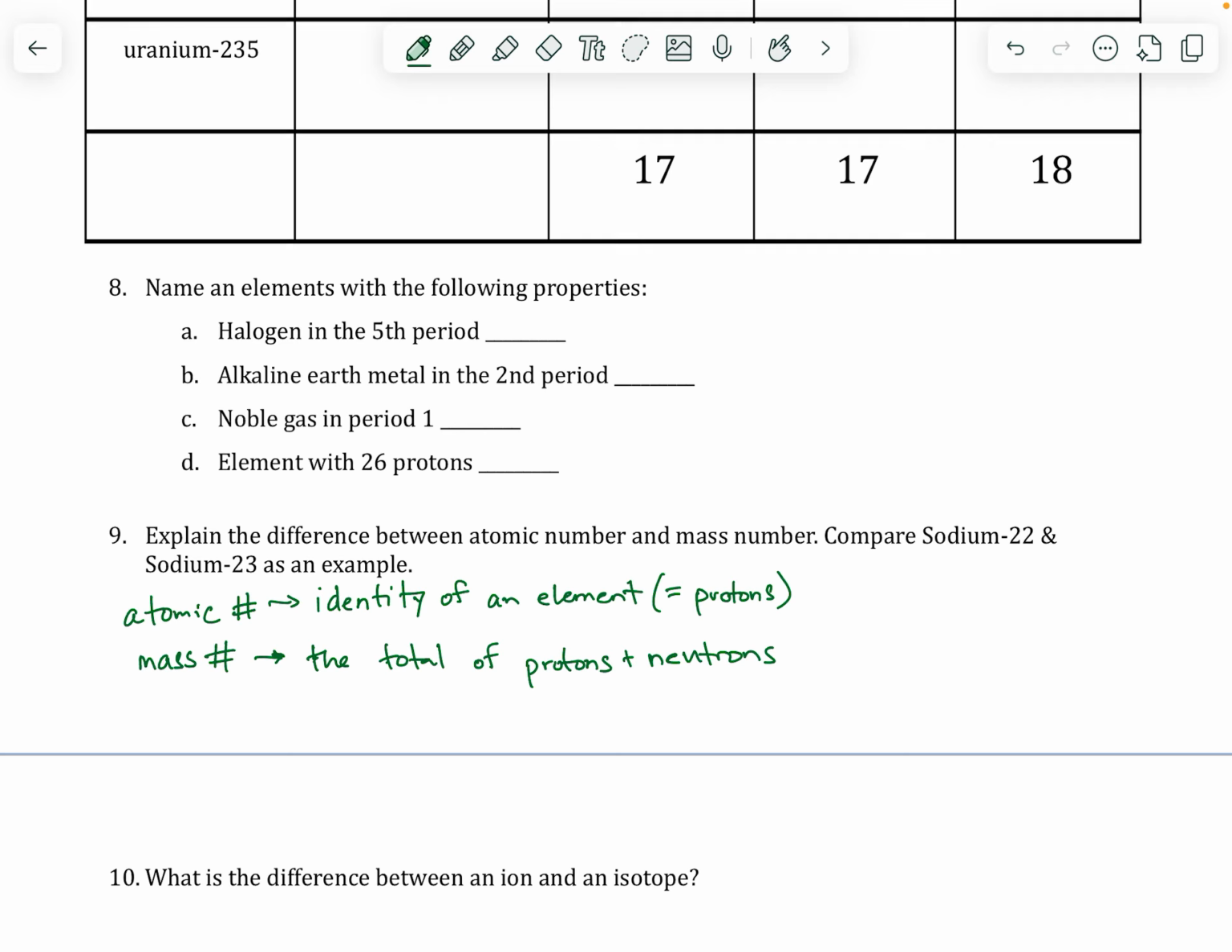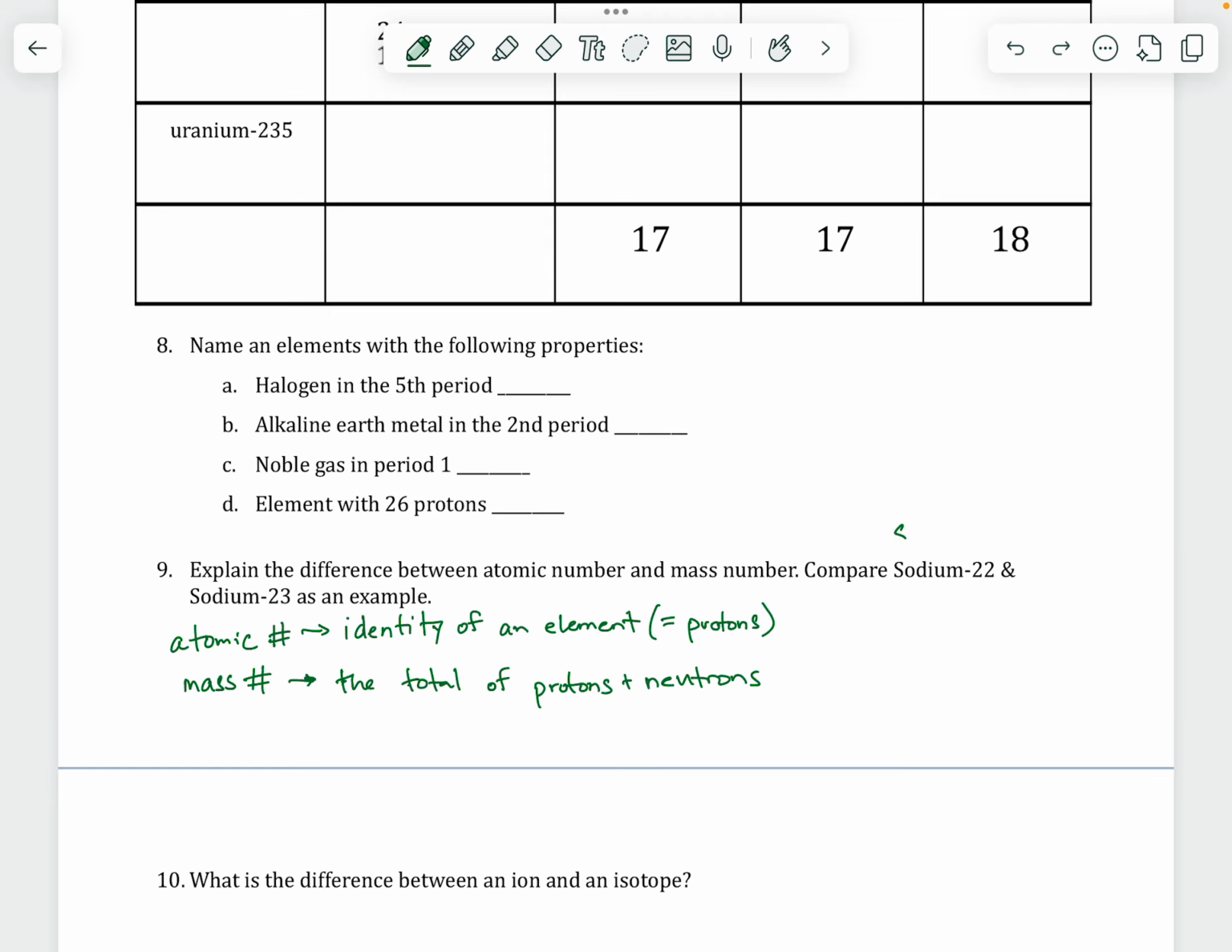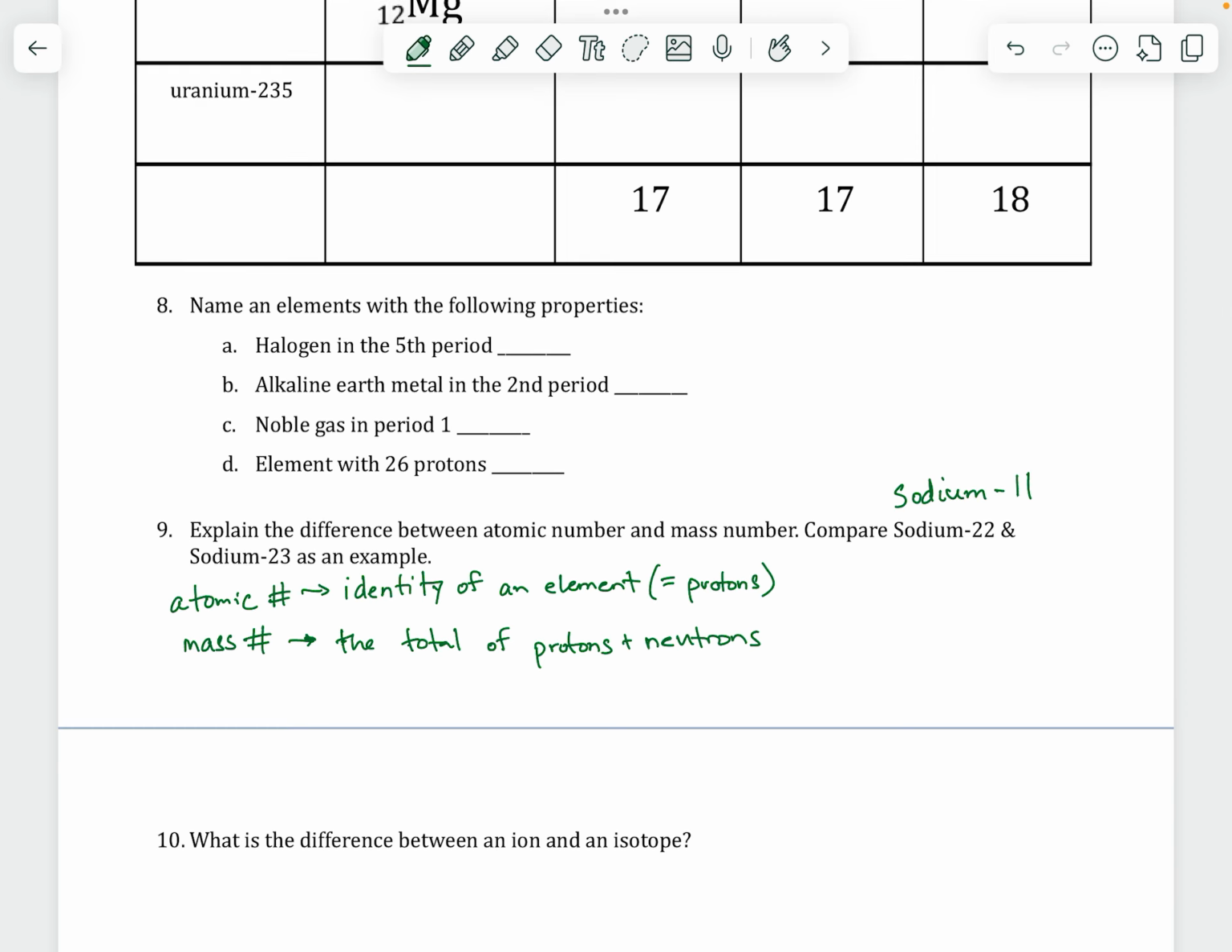But when we write these symbols out, you'll notice that we write them as sodium, hyphen, and this number. And so I'm going to write out two things here. I'm going to write out sodium, and we'll do it above this: sodium 11, and then sodium 22. And when I go to my periodic table, I identify that sodium is symbol Na, and that is atomic number 11.